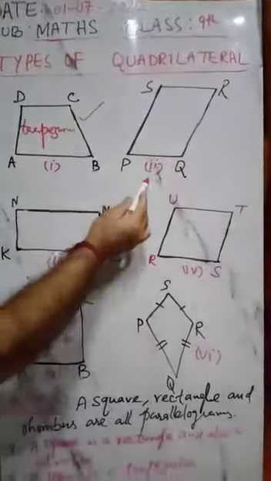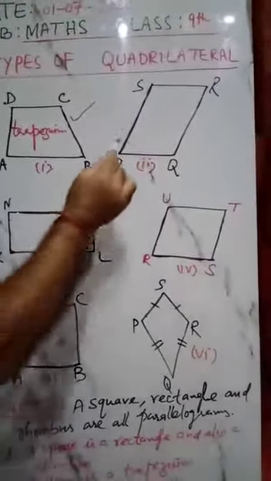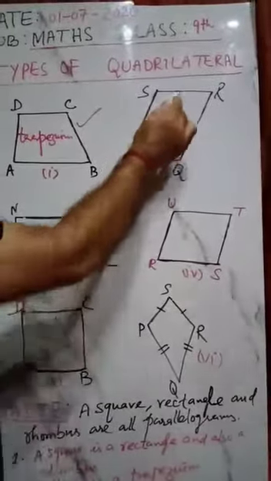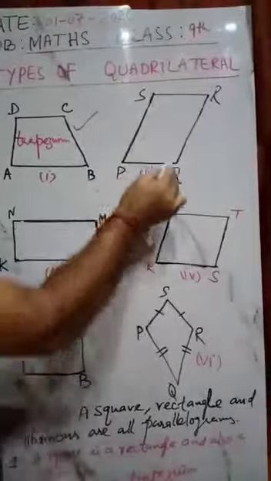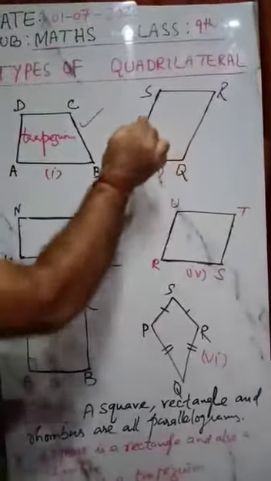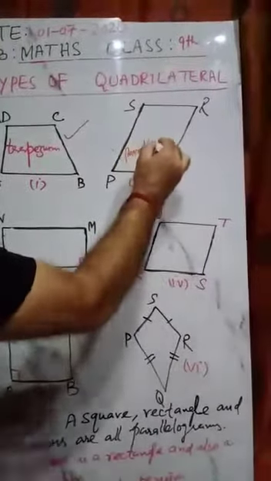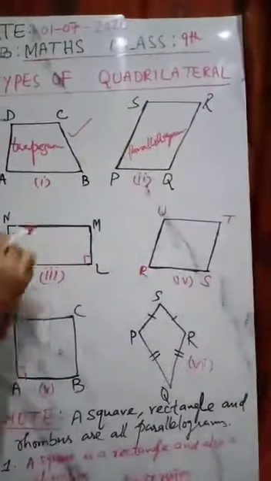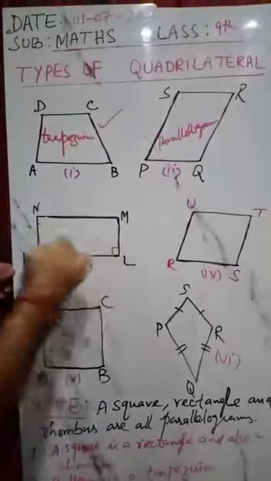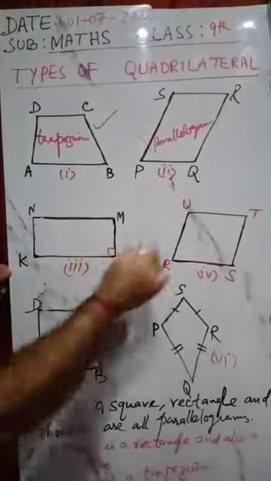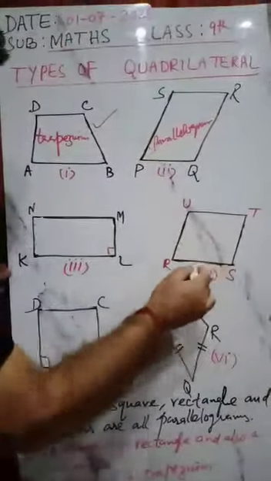Now look at the second one. This is PQRS, a quadrilateral. In this type of quadrilateral the opposite sides are parallel. Here the opposite sides are parallel: PQ is parallel to RS and QR is parallel to PS. So this is a parallelogram. Now the third also has opposite sides parallel, so this will also be a parallelogram. Again the fourth, opposite sides are parallel, so this will also be a parallelogram.